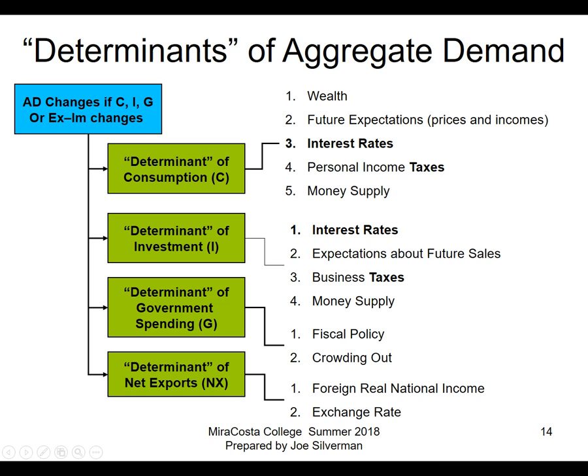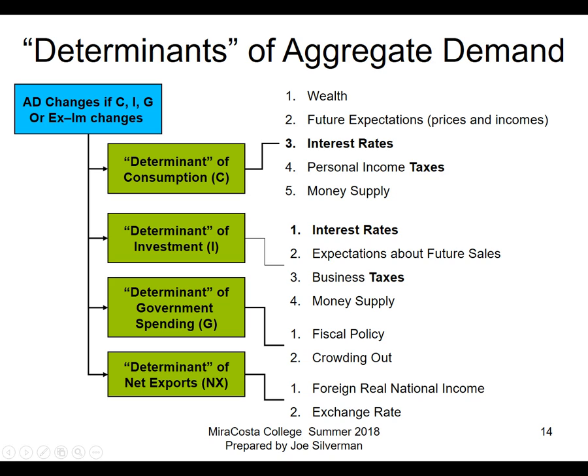So we talked about interest rates and their effect on consumption. There's a few other things I want to talk about as well with respect to consumption. We also talked about interest rates with respect to investment, but there's a few other things I want to talk about with respect to investment as well. So one of the things that could lead to a shift in consumption is changes in wealth.